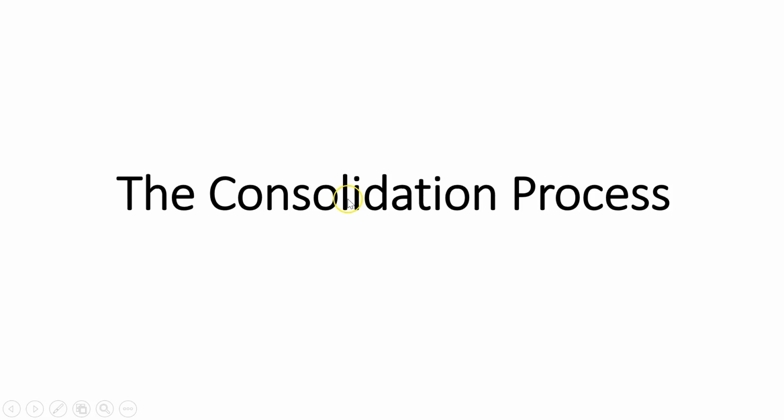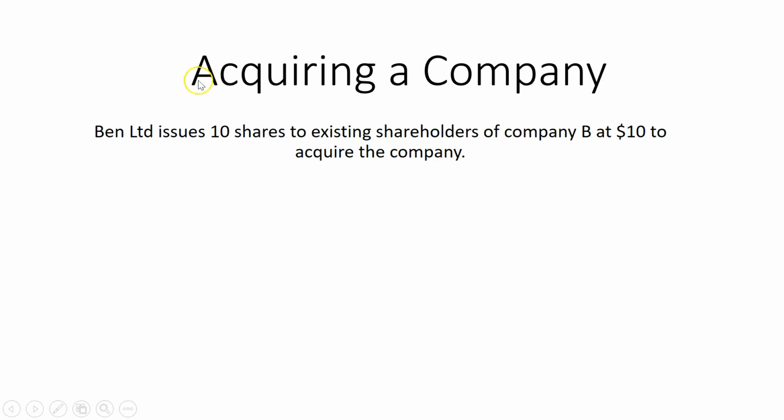Okay, so this video is going to cover the consolidation process, which is simply when you're looking to add the assets and liabilities of a subsidiary to the assets and liabilities of the parent company to make one consolidated group. So to start off with, we're going to look at how we actually record the acquisition of a company.